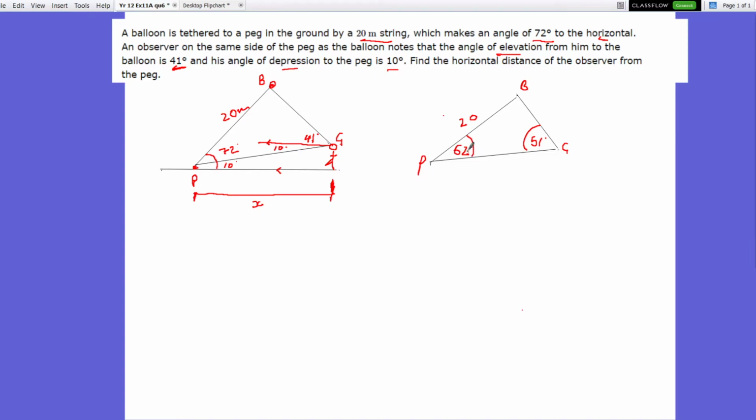So 62 plus the 51 gives me 113, and if I subtract that from 180, so 180 take 113 will leave me 67 degrees. This angle here. Let's call this side here y. We need to find what y is, and what we have got here is a pair of values.